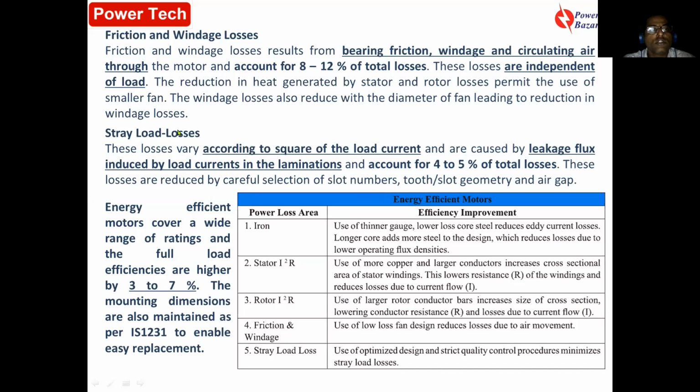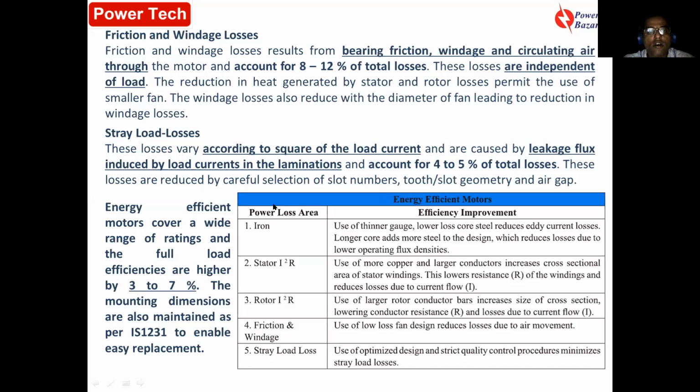Another loss is stray load loss. It is proportional to the square of the load current and caused by leakage flux induced by load current in the laminations. That means it is the leakage flux. This stray load loss is almost 4 to 5% of total losses, and this is due to leakage flux. Now, this loss can be reduced by careful selection of slot numbers, tooth and slot geometry, and air gap.